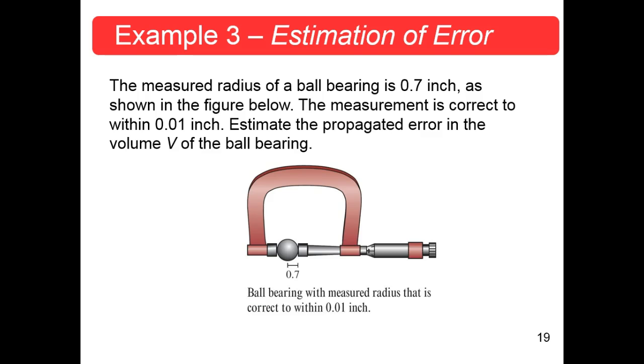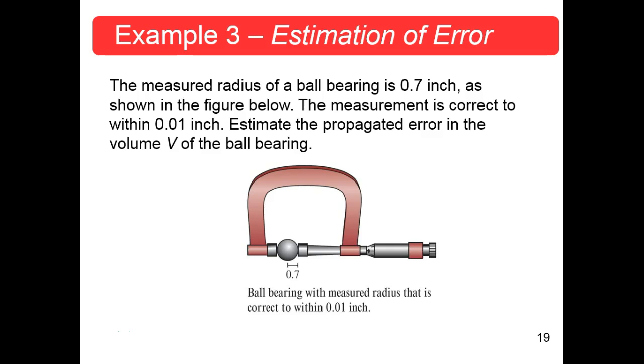So this is example 3, top of page, or sort of middle-ish of page 237. The measured radius of a ball, which is really ridiculous, okay? The measured radius of a ball bearing is 0.7 inch, okay? Why is that ridiculous? Why did I just say that? The measured radius of a ball bearing.